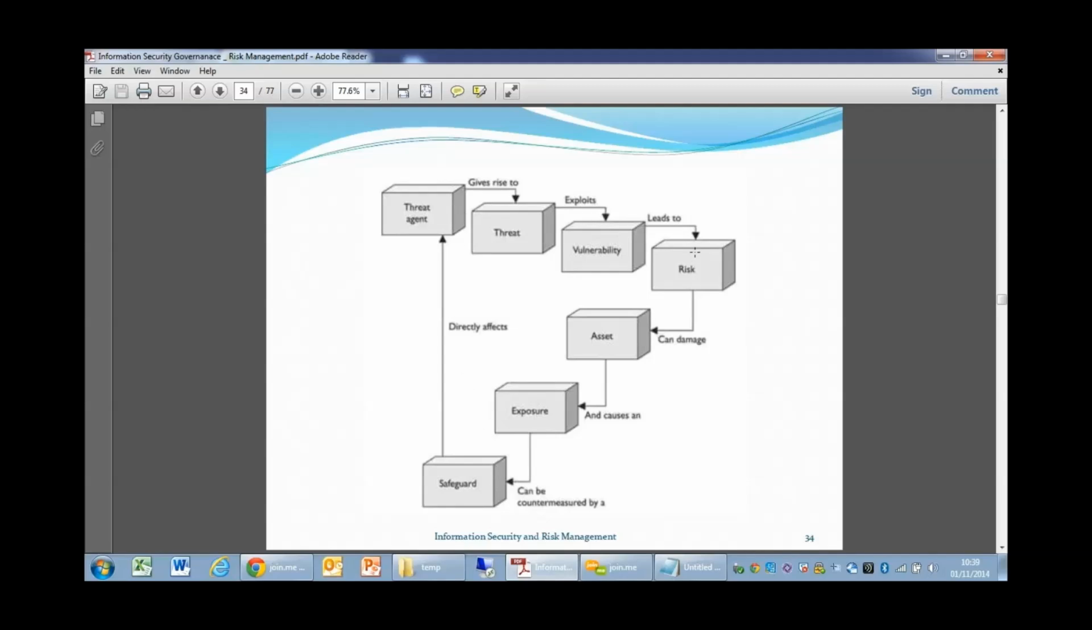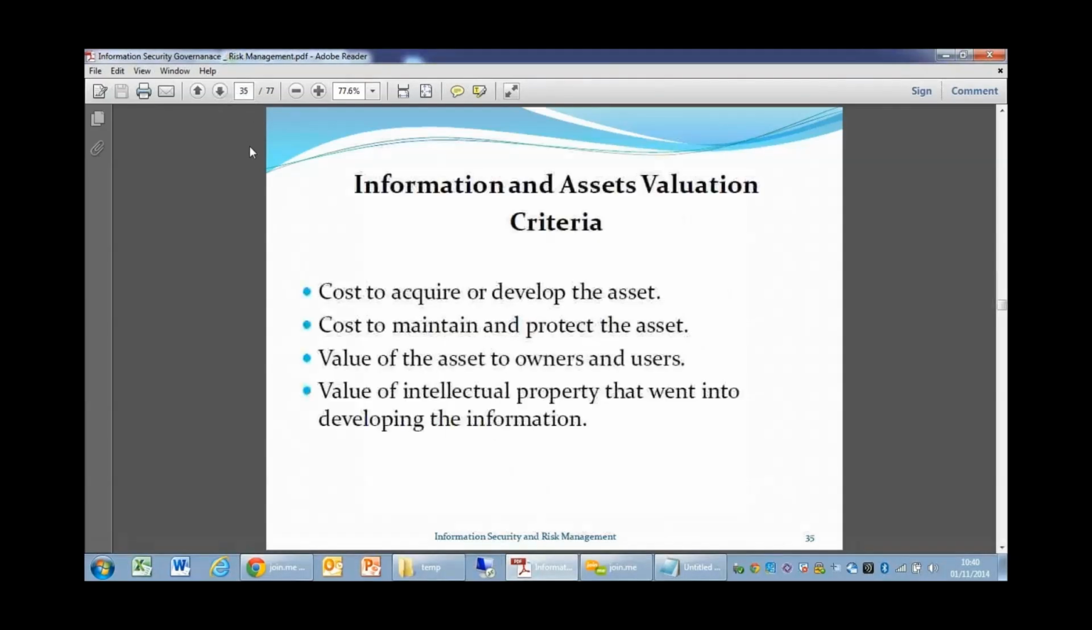This is the typical flow of risk management. This is all about risk management. I hope it is clear. If you have any questions, please feel free to post on the chat window. Moving on to the next concept.